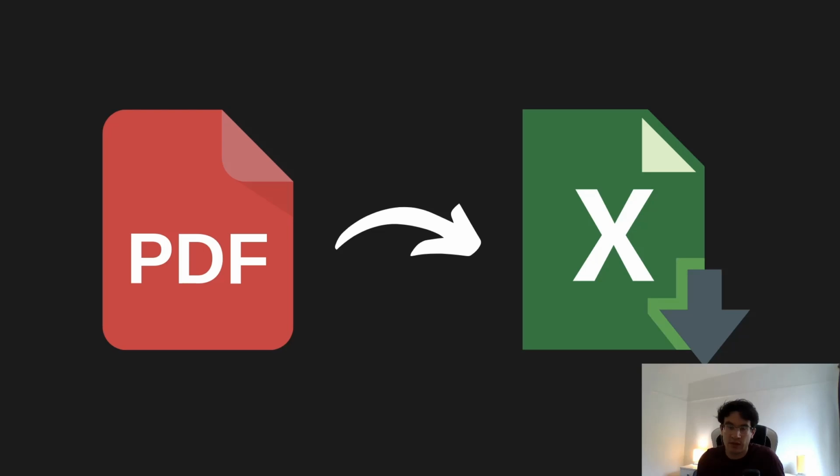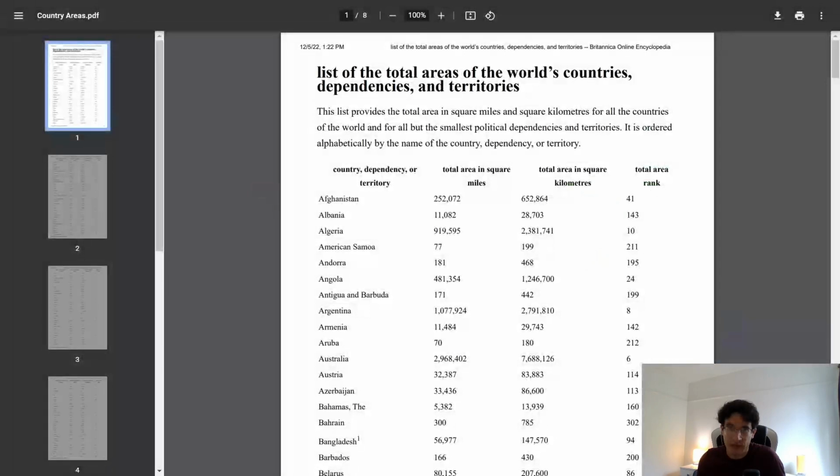Hey everyone, in this video I'm going to be showing you how you can import data from a PDF file into Microsoft Excel, and I've got a great example to show you. So here's our PDF where we've got a list of the total areas of the world's countries.